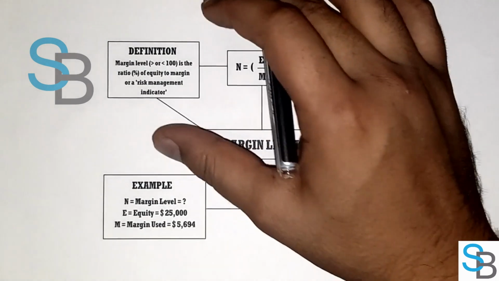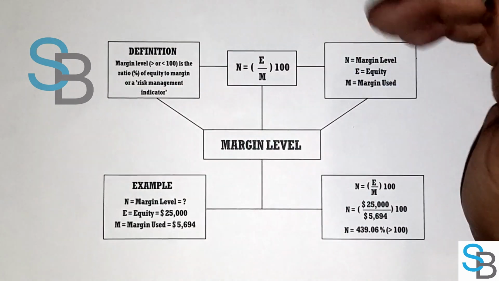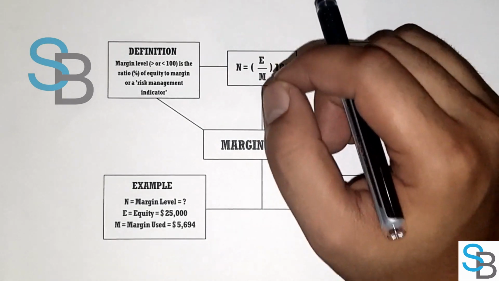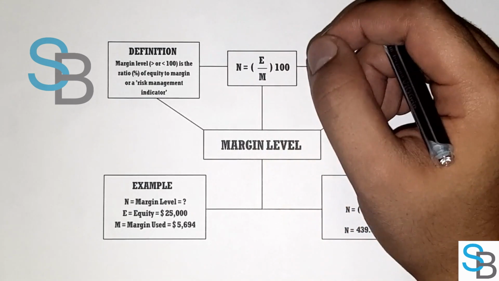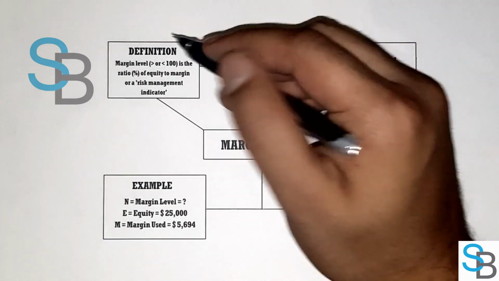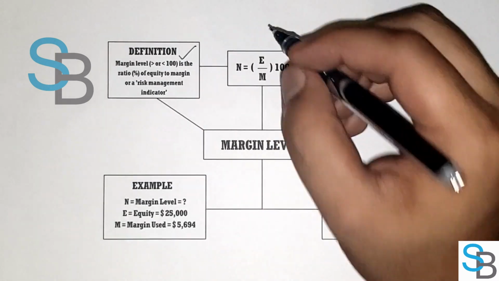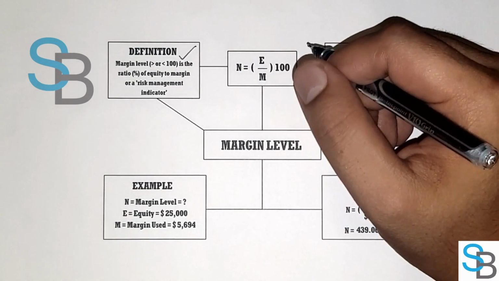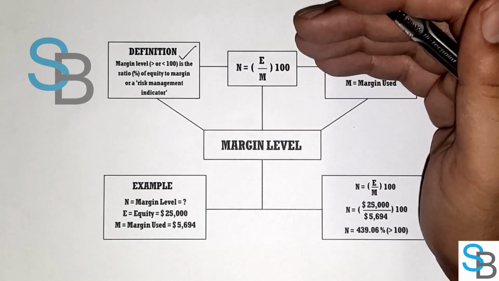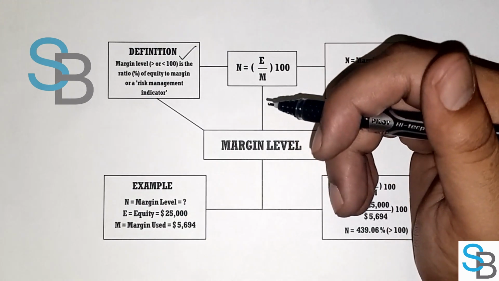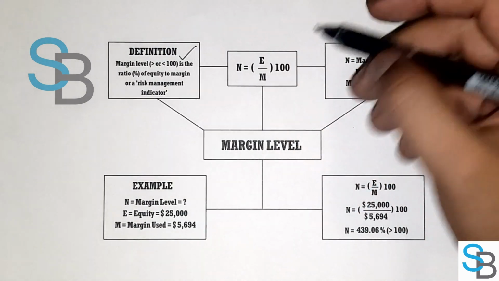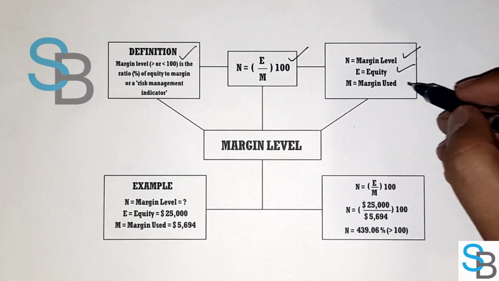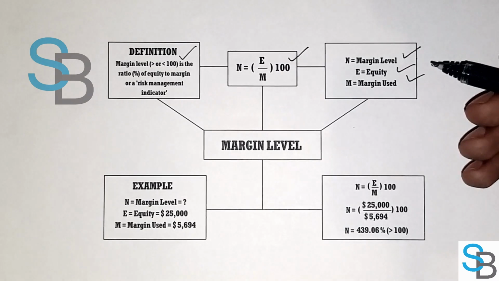Margin level is just a ratio of equity to margin. It's simply used as a measure of risk. It tells you if your account is in a more or less risky position. It's expressed as a percentage. If it's below 100, your account is in a more risky position, and if it's above 100, it's in a less risky position. In other words, it's just a risk management indicator to let you know how well managed your account is. In the margin level equation, N is the margin level, E is the equity, and M is the margin used.